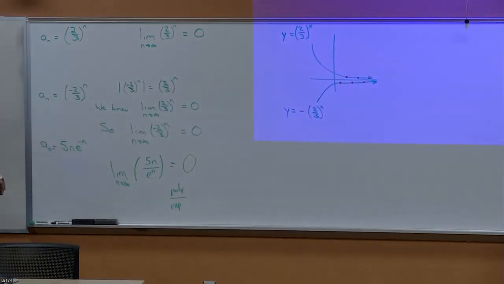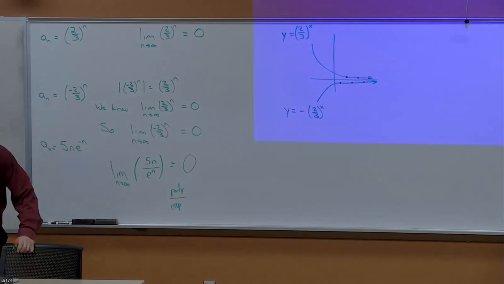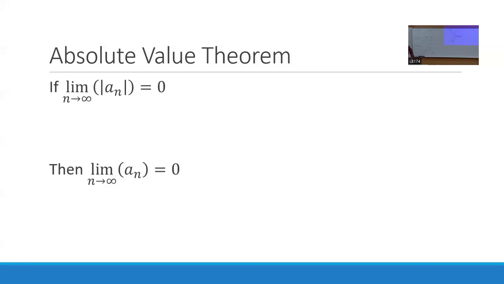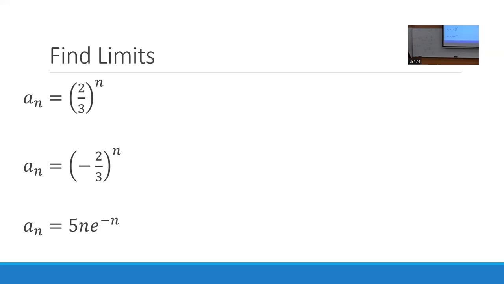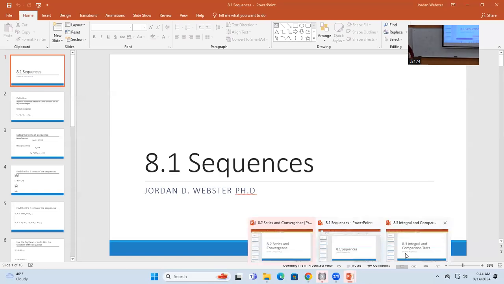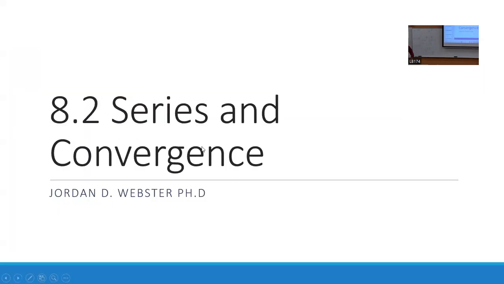So, any questions about finding limits of sequences? Good. Well, most of the reason that I did that is just to remind you of what we were doing last time and how we ended last time, finding limits of sequences. And each of these three sequences that we just dealt with had limit being zero. It turns out that that's kind of special for the next thing that we're going to do, because the next thing we're going to do is deal with series and the convergence of series.